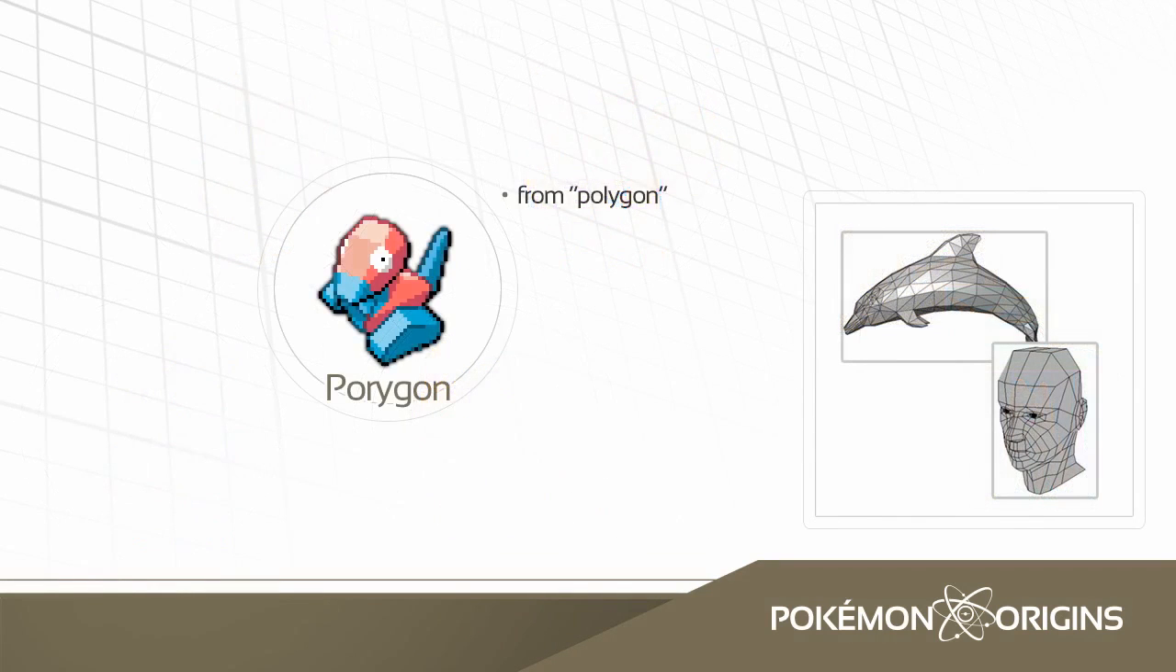Then we have Porygon, of course. The name comes from polygon, and in terms of its design, it's based on the polygon mesh, which is the sort of thing you get when you get animations and all these different shapes that blend together eventually and look like an actual 3D model.